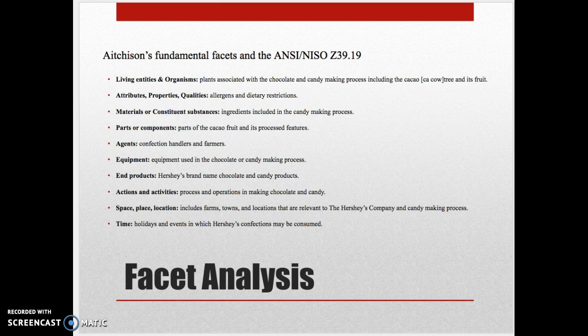Actions and activities: processes and operations in making candy and chocolate. Space, place, and location includes the farms, towns, and locations that are relevant to the Hershey Company and the candy making process. Time is holidays and events in which Hershey confections can be consumed.